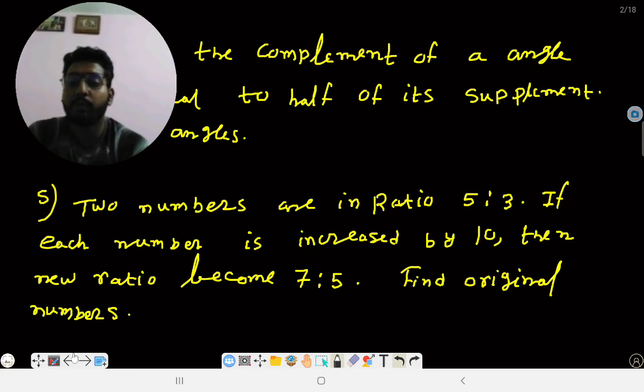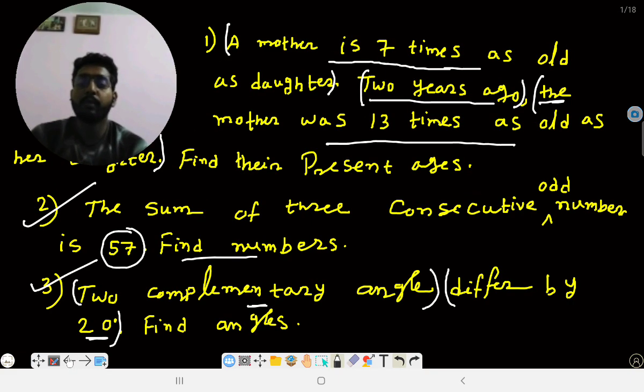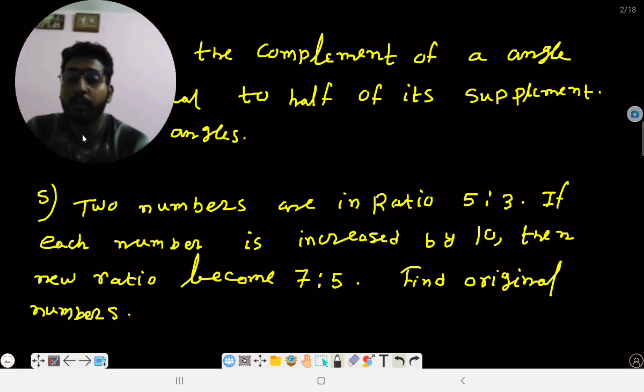Whenever a problem is given, just read the problem step by step and you'll get the answer. Very easy. But we have to read properly.